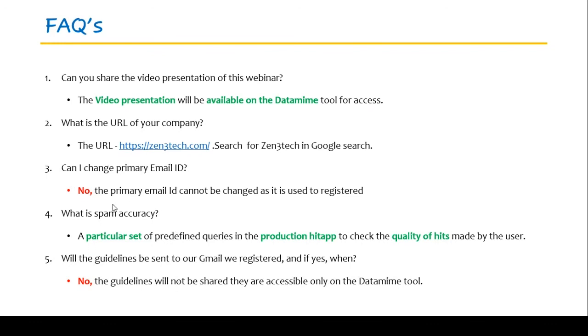What is spam accuracy? Like I said in the previous slide, spam accuracy is a particular set of predefined queries that is there for the production to see how is the quality of the hits that are made by a single user or individual. Will the guidelines be sent to our Gmail ID that we have registered? No, the guidelines will not be sent to your registered Gmail ID. They are available on the Datamine tool. So I'll quickly show you where you can find the workflow document on Datamine, and where we find the guidelines, etc.